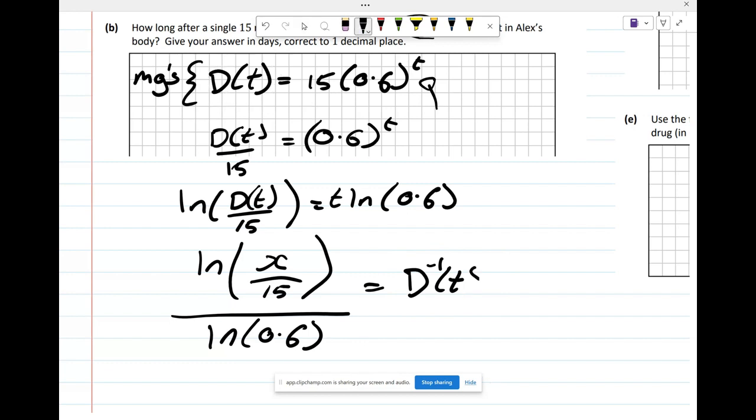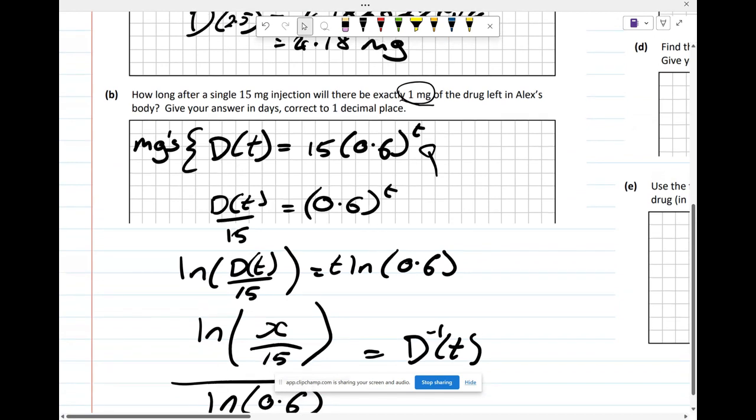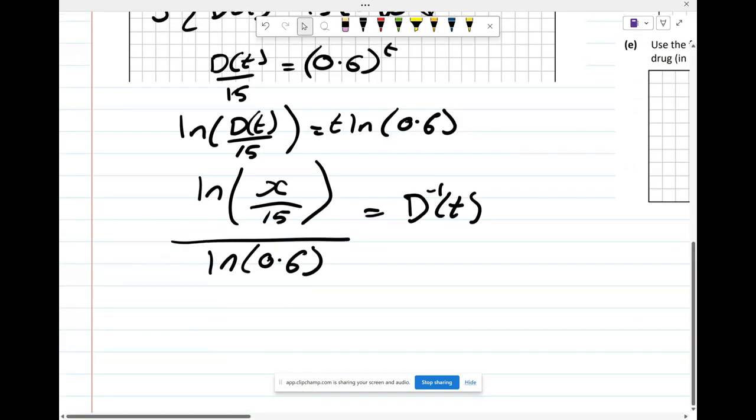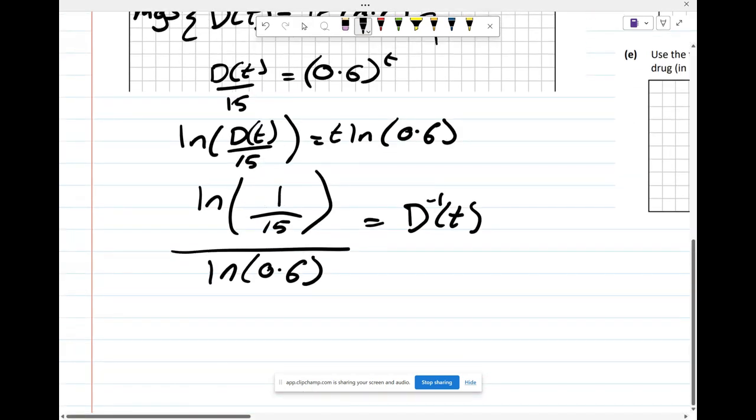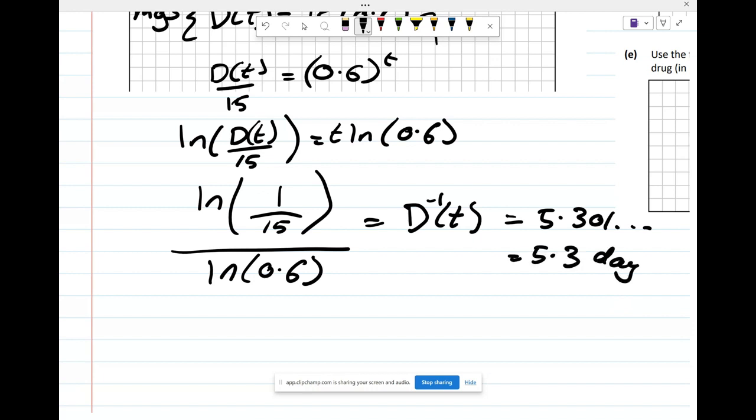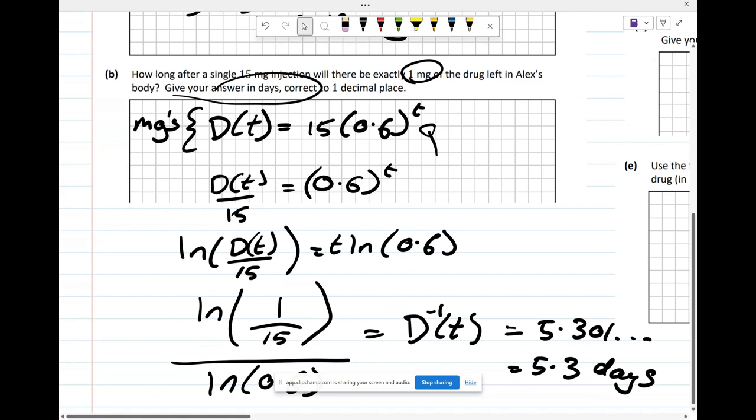And now we can kind of answer the question. It says, if we input 1 milligram of drugs, what time will we get back? So we're going to put in 1 milligram of drug here, and we should get the time here. And if we put all this into our calculator, we should hopefully get out 1 over 15 out in 0.6. So this is 5.301 and so on. So this is 5.3 days, correct to 1 decimal place.